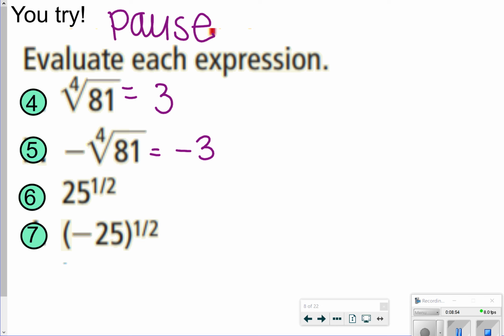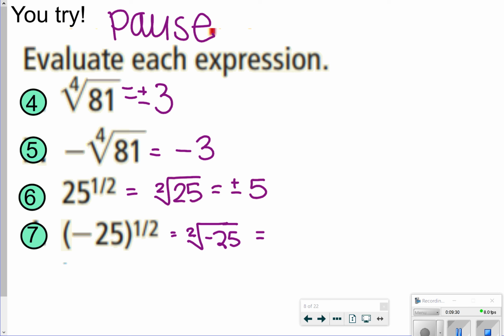For number 6, sorry, I need to add these pluses or minuses. For number 6, we have 25 to the 1/2 power. Remember, that also is equivalent to the square root of 25, and that could be equal to 5. Again, you can have a plus or minus because n is even and a is greater than 0. The last one, though, if you write it in your root form, the square root of -25, you cannot have that because a is less than 0, so you would say not a real number.